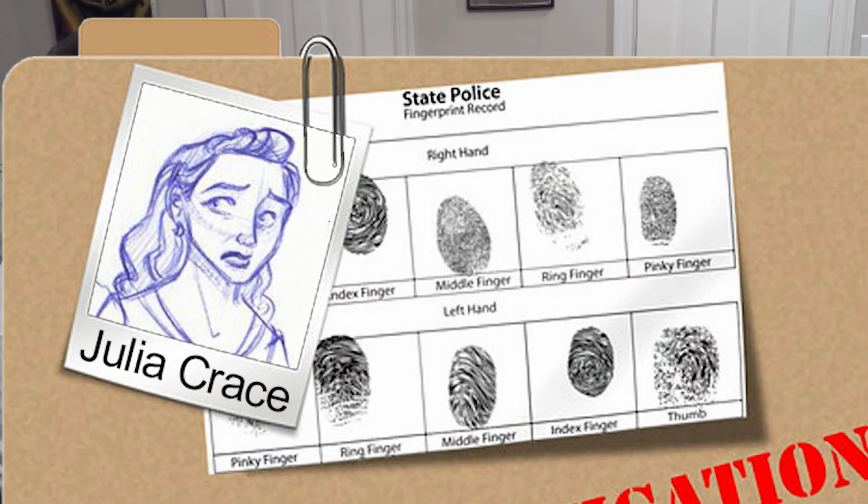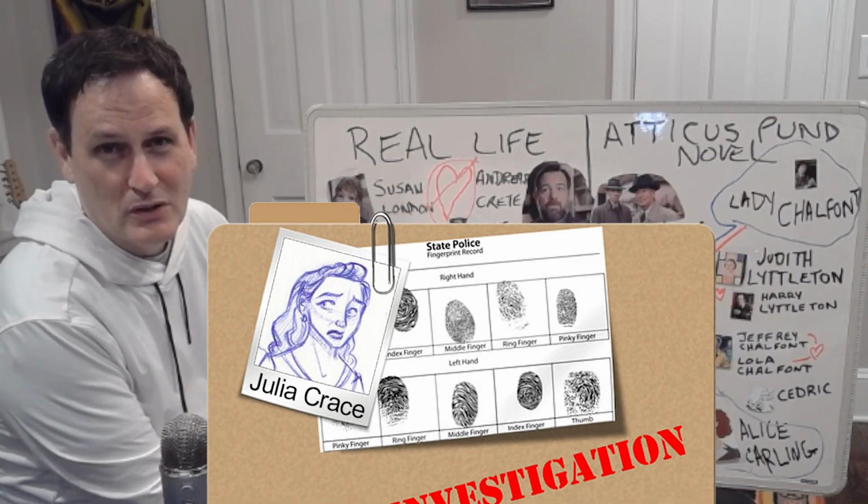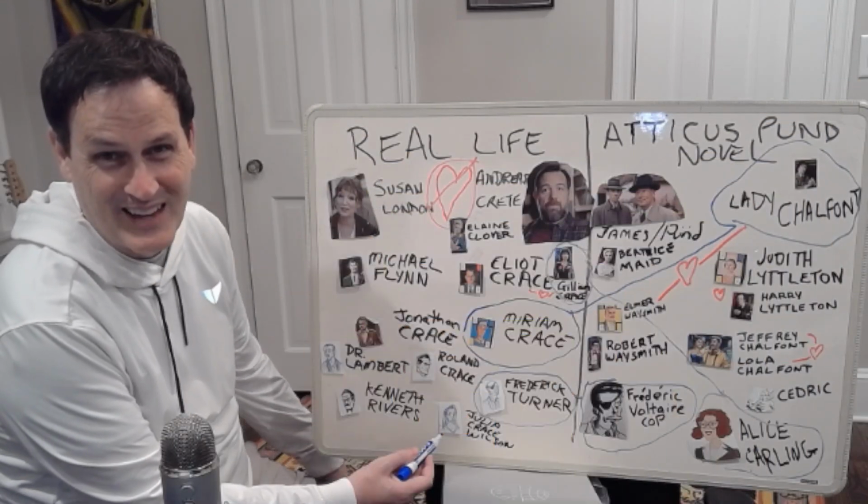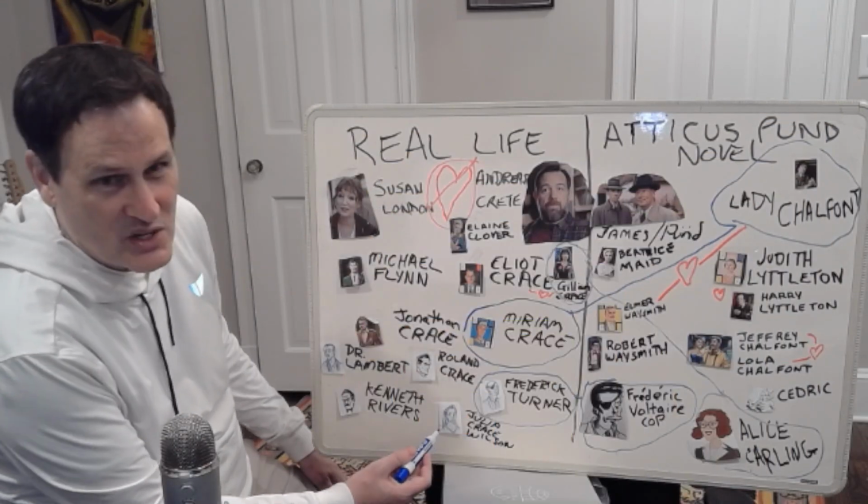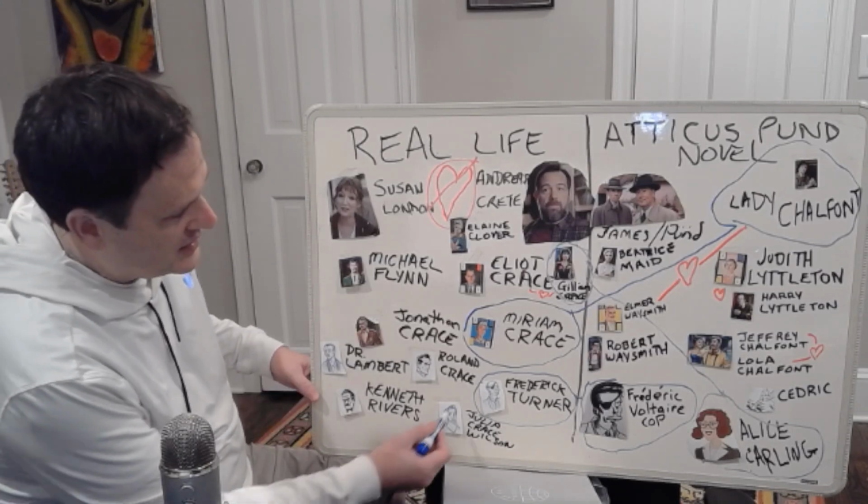Julia has changed her last name. She now goes by Julia Wilson. To me, that says she doesn't want to be really part of the Crace family. She wouldn't care about the little people rights. We meet Julia Crace / Wilson in this section, and Susan says, who is she based on? She's based on Judith Littleton.